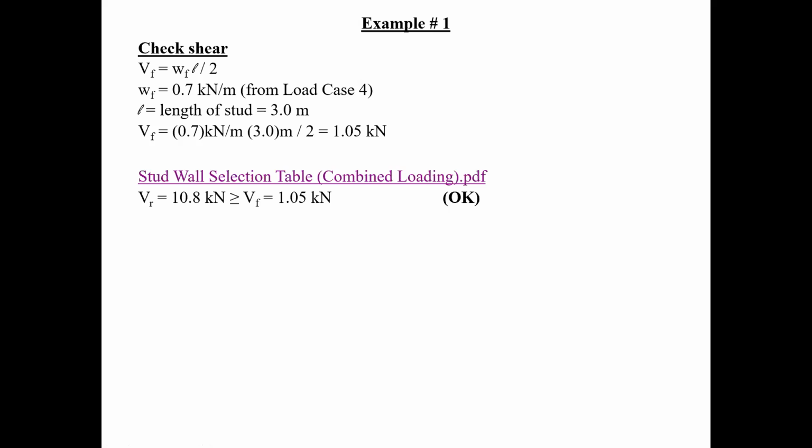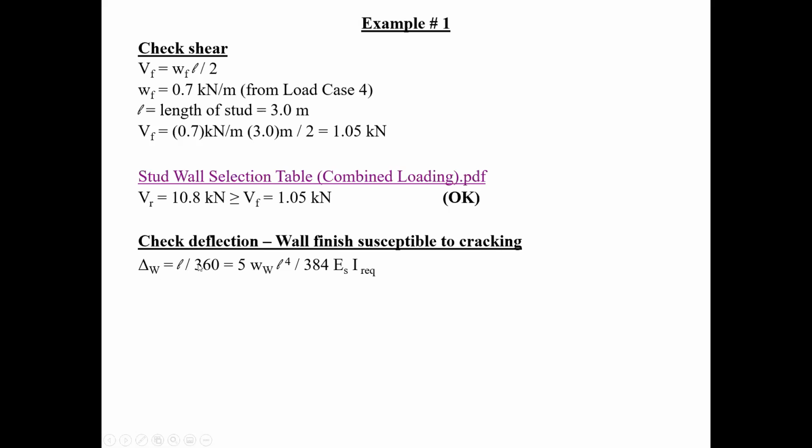What should be the deflection? L over 360, because most likely they're going to be putting gypsum. So check deflection, wall finish susceptible to cracking. And of course, the limit is L over 360. That's your deflection criteria when something's susceptible to cracking. And this is the equation to calculate the deflection of a member that is simply supported with a uniformly distributed load right across the whole member.